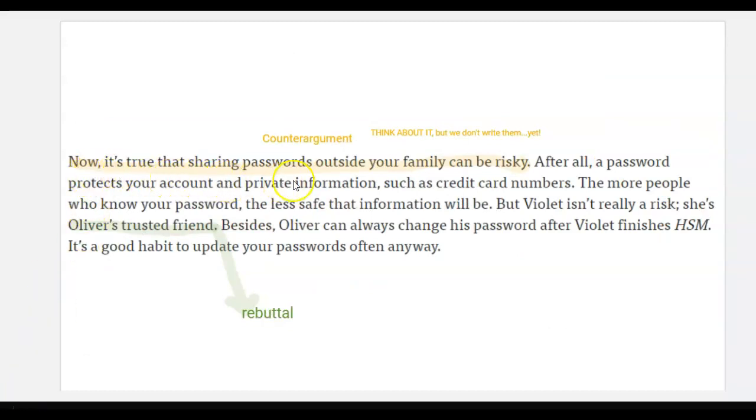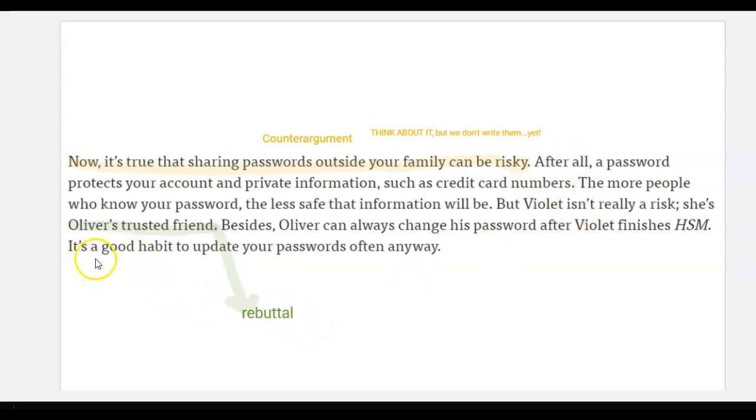"Now, it's true that sharing passwords outside your family can be risky." In 6th grade, we won't be writing these, but it's good to think about what are some of the things the other side would say. And of course, the other side would say it can be risky. And in fact, the author in this counter-argument builds on that.